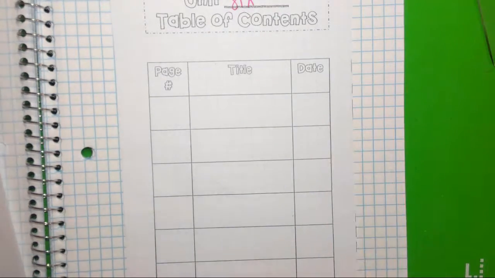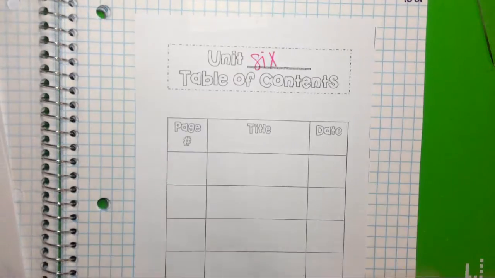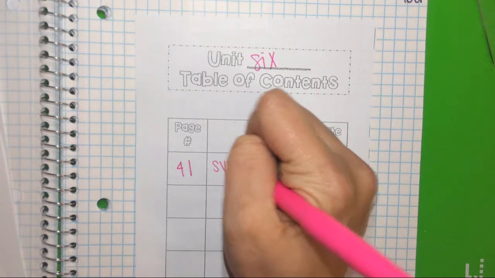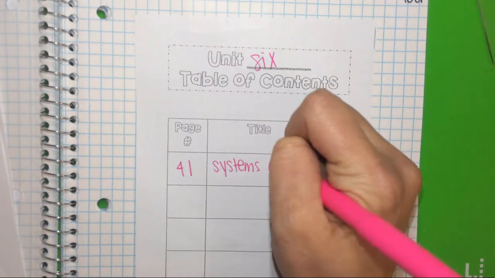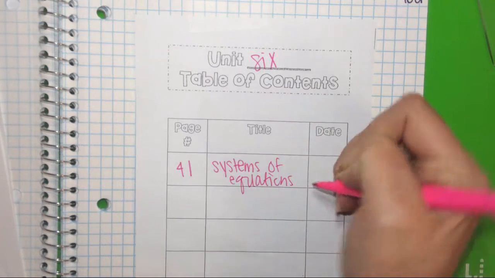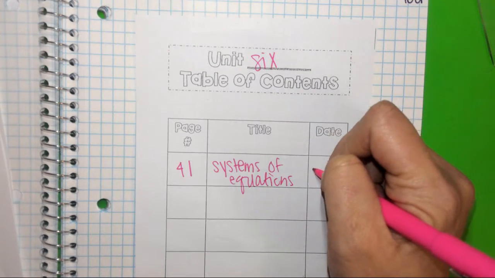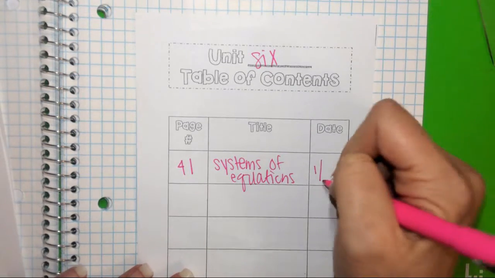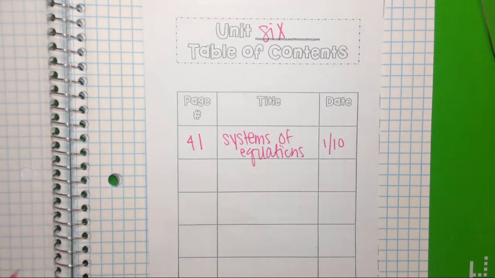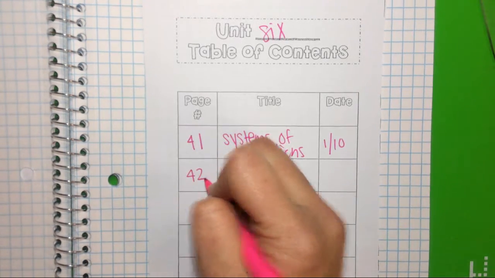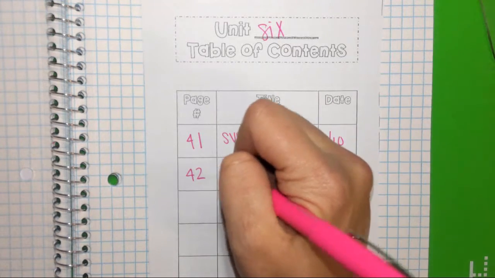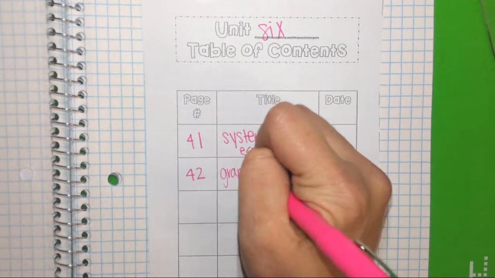Yes, this is on 40A. Alright, so this is Unit 6, Table of Contents. Page 41 is going to be systems of equations. What all are you gluing in? No, we don't have time for that. We might have time at the end. So we're doing 2 pages today. 41, which is talking about systems of equations, and 42, which is graphing systems.